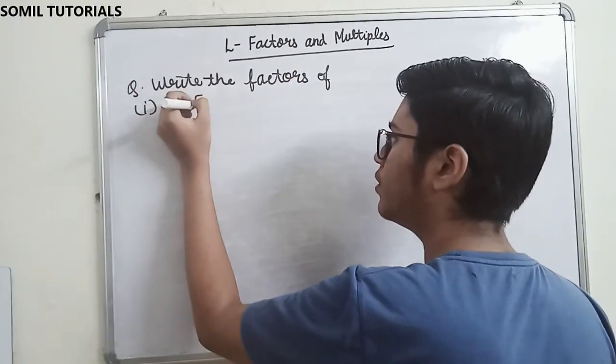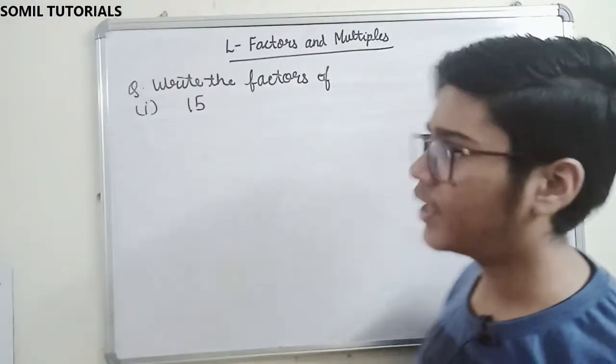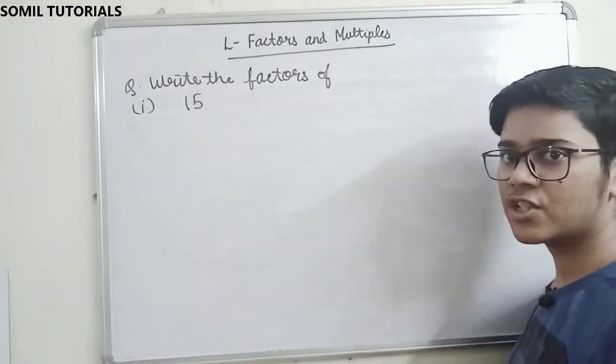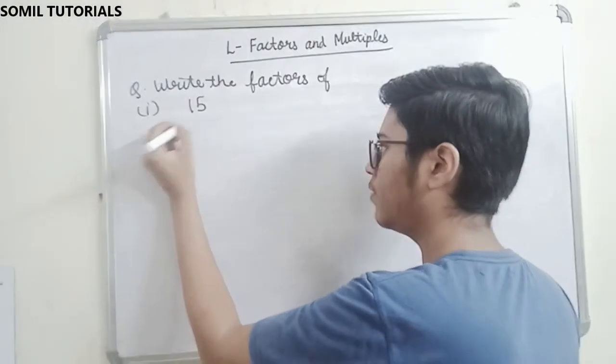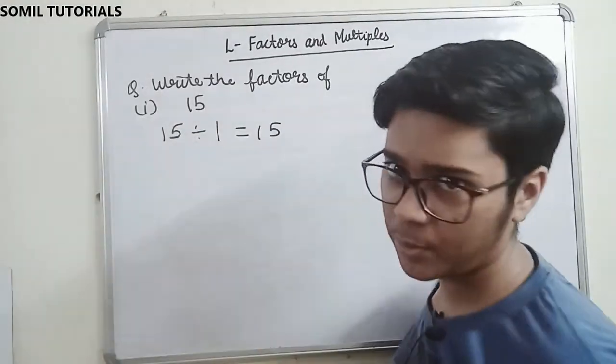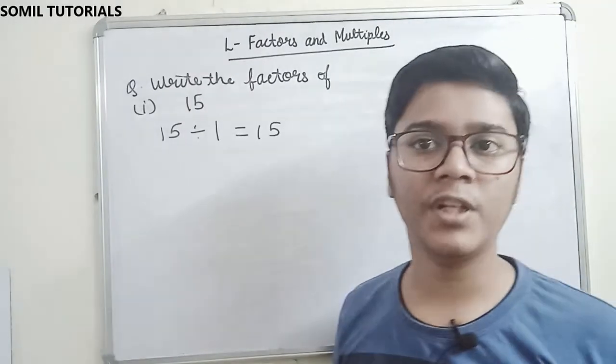Let us write for number 15. As we had told you, first you should divide it by primary numbers. Let us start with number 1. 15 divided by 1 is equal to 15, as we know that any number divided by 1 will always give the same result. 2 never comes in the 15 table.